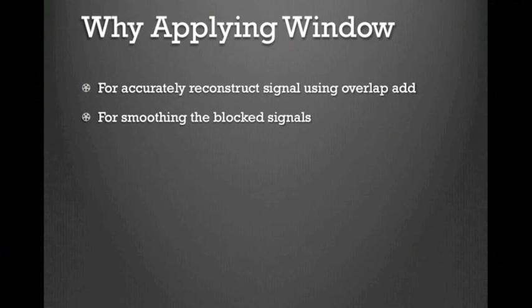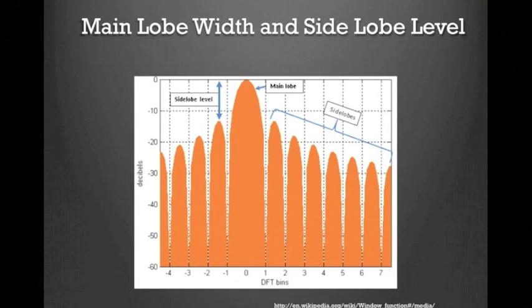We can analyze the window in both the frequency and time domain. Firstly, let's look at it in the frequency domain. The plot is a typical magnitude spectrum of a window function. This is the main lobe. These are side lobes. Main lobe width is the bandwidth of the main lobe. The side lobe level is the difference between the magnitude of the main lobe and the highest side lobe.